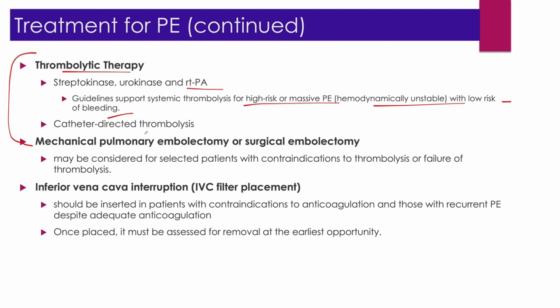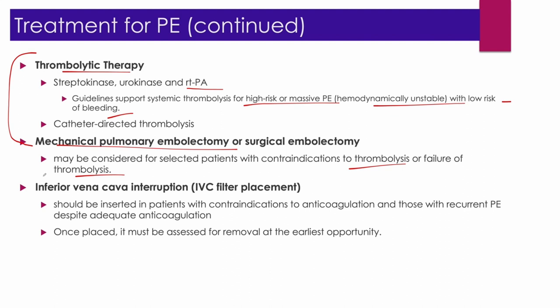Then you also have the catheter-directed thrombolysis, which we talked about. Last but not least here, mechanical embolectomy is surgery. They go in and remove it and usually do this in patients that cannot have thrombolysis and that are having failure of thrombolysis. It's kind of a last-ditch effort to save someone, okay? We don't do this routinely, either of these.